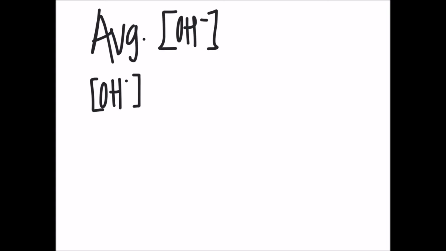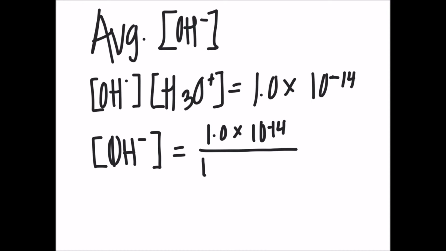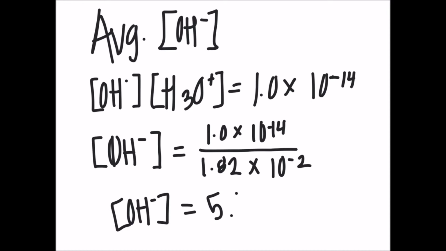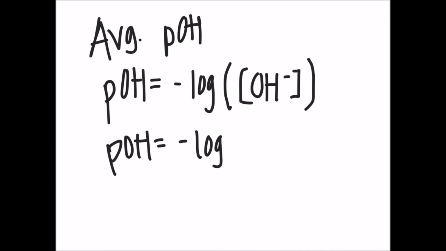Now for the average OH. You have to use the OH to hydronium ratio and then divide that by the hydronium concentration. Now for the pOH. This is just the negative log of the hydroxide concentration.